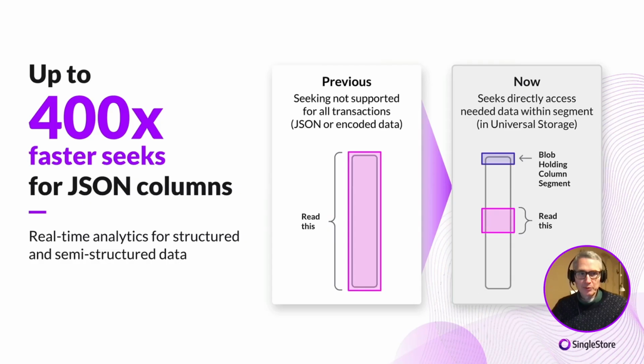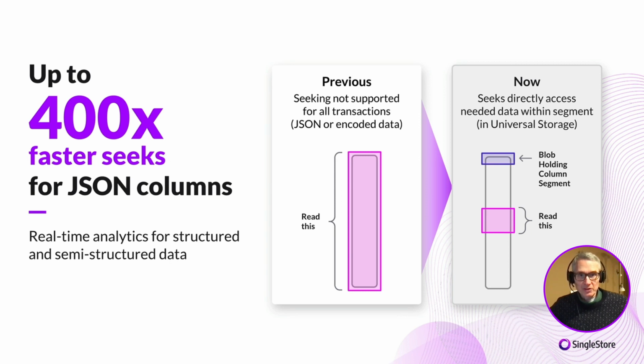I'm Director of Product Management here at SingleStore, and today I'm going to talk to you about JSON seek speedup on Universal Storage in SingleStore DB 8.0. Our improvement for JSON seeking in the 8.0 release can give up to 400 times speedups for queries that are very selective, that just find one or a few rows from a column store table.